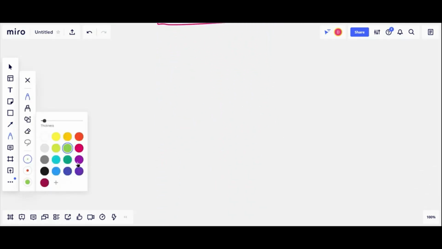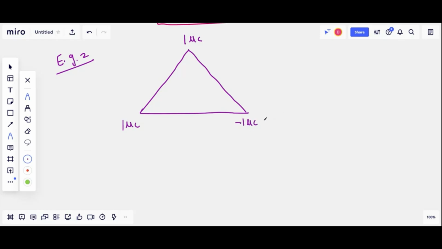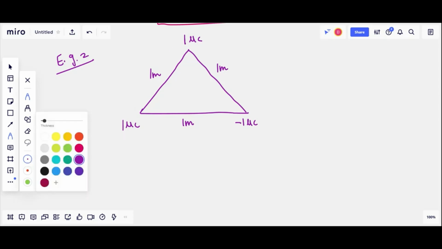So let's talk about another example with a little more complexity. We are now going to place three charges at the vertices of an equilateral triangle. So this is how the equilateral triangle is. Again, the charges are 1 microcoulomb, and let's say this is -1 microcoulomb. For simplicity, we are going to assume that each side is 1 meter. Since this is an equilateral triangle, all the sides would be of equal length. Let's mark the vertices as A, B, and C.